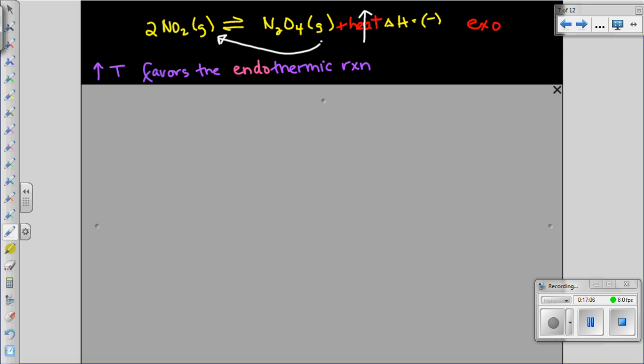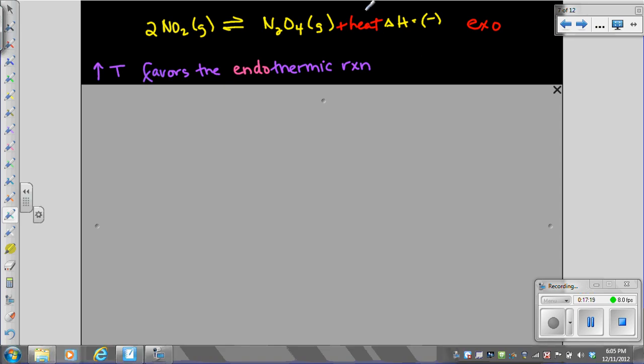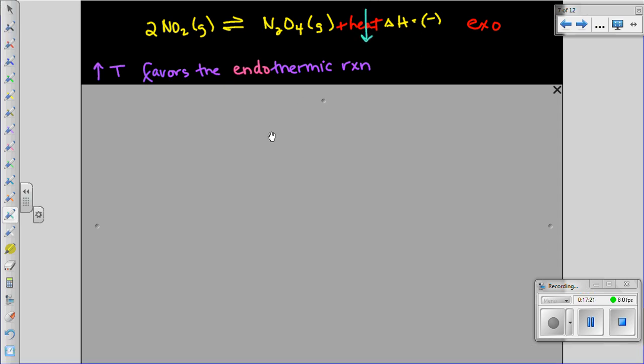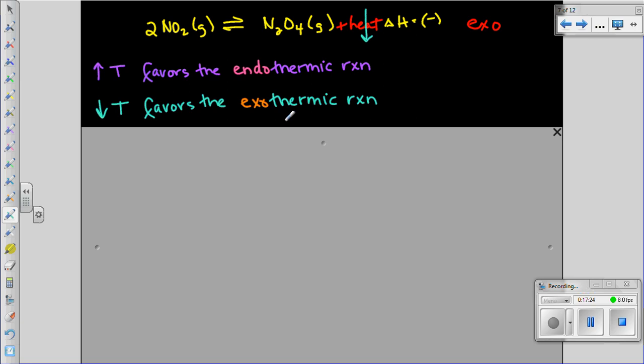Okay, now let's say we change that. Still an exothermic reaction, so heat is still going to be a product. But what we're going to do this time is decrease the temperature. Decreasing the temperature is going to stress the reaction. The reaction is going to shift right to try to make more heat. So decreasing the temperature favors the exothermic reaction, because this is going in the direction that produces heat.